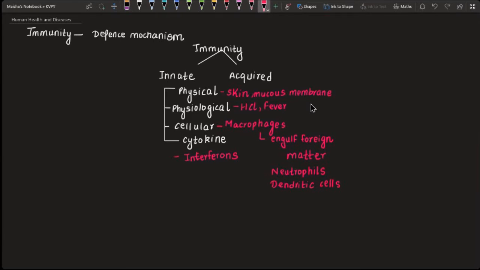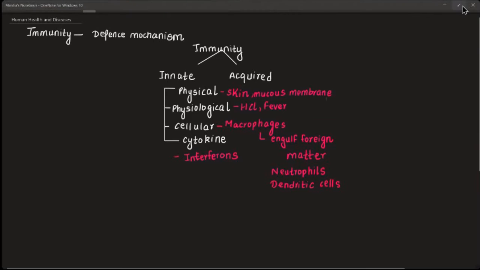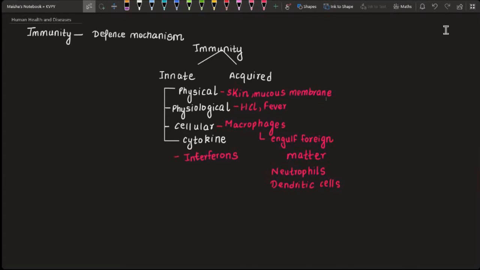The skin is made up of several layers, so this offers protection. Also, several organs of the body are lined by a mucous membrane, and this mucous membrane also offers protection.